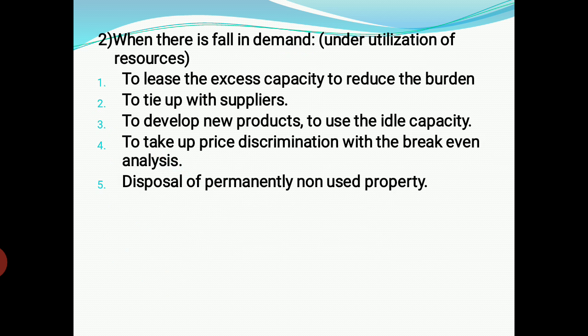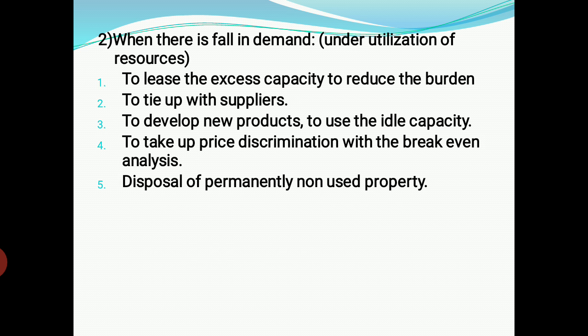When we see the next case, which is almost the inverse of the situation that we have seen earlier, then when there is a fall in demand, that gives the underutilization kind of situation. Now what happens at that time? There is a fall in demand, that means the capacity is not going to be used. When capacity is not used, it becomes excess capacity, which becomes a burden.